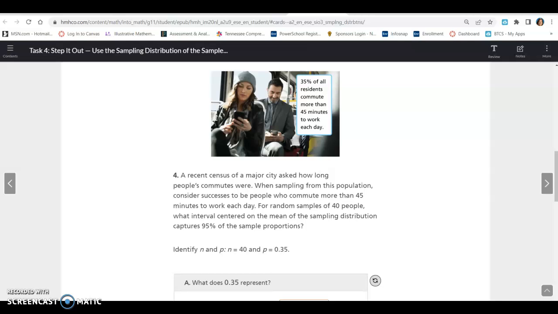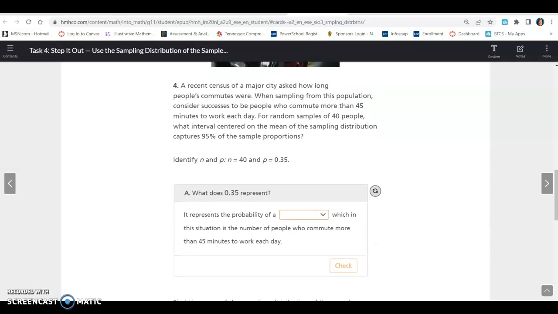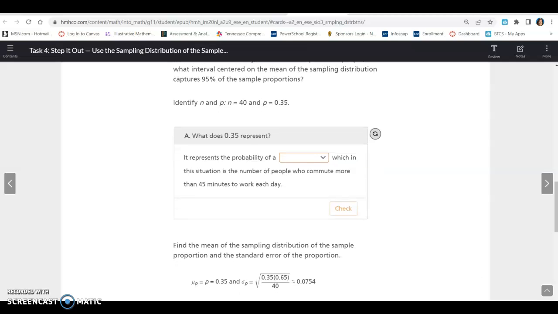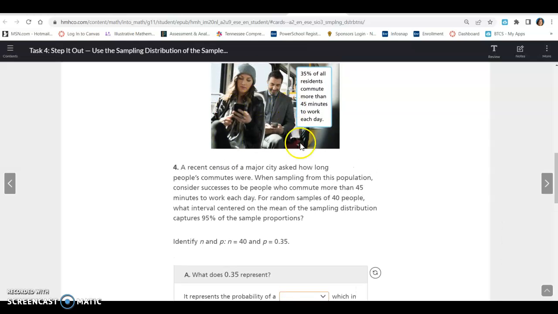For random samples of 40 people, what interval centered on the mean of the sampling distribution captures 95% of the sample proportions? So if you remember, 68 is 1 standard deviation, 95 is 2 standard deviations, and 99.7 is 3 standard deviations. So in this case, 95 should be 2 standard deviations. All right, so it says identify N and P. So N, if we look up here, it says sample of 40 people, and P is 0.35. So 35% can be written as 0.35.